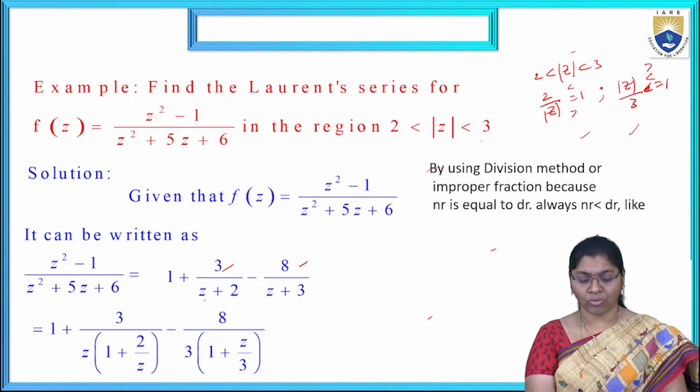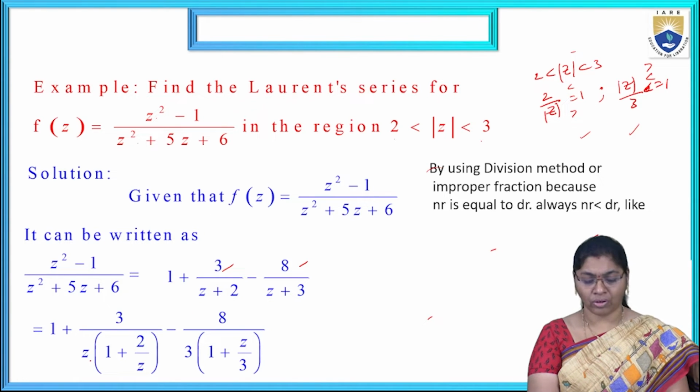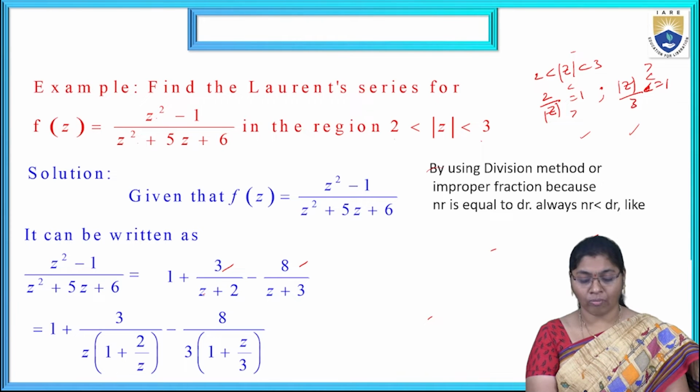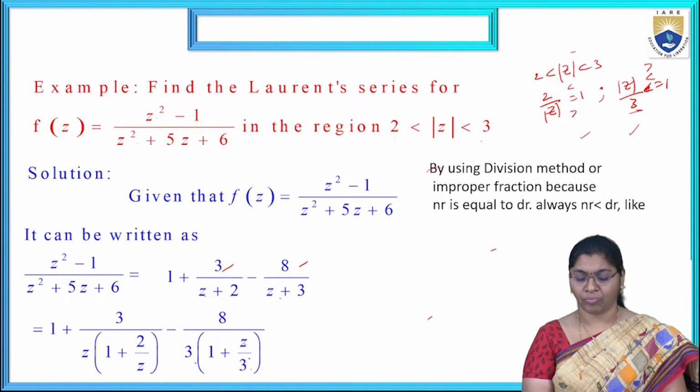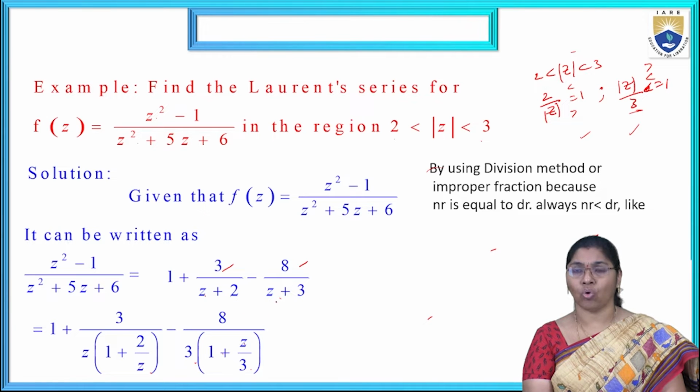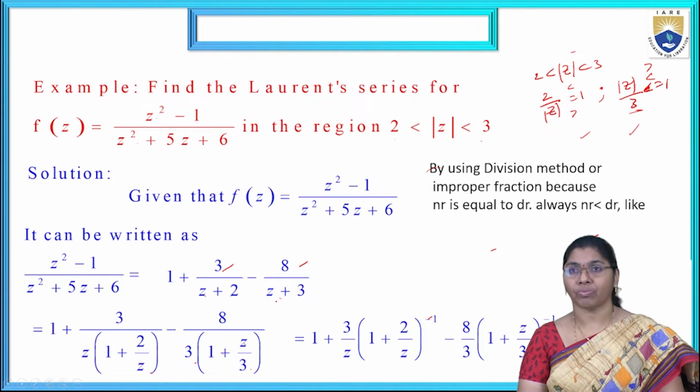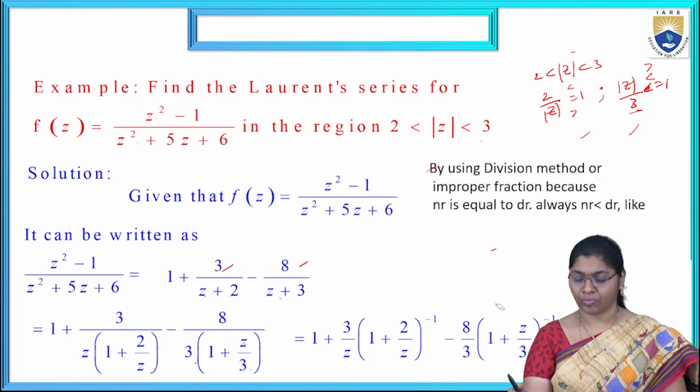Now the simplification is shown like that. Taking common z, we get 1 plus 2 by z, and taking common the constant 3 from the denominator, we get 1 plus z by 3. Now the denominator terms we are converting into numerator terms: 3 by z of 1 plus 2 by z whole inverse, minus 8 by 3 of 1 plus z by 3 whole inverse. That is the condition I am writing here.